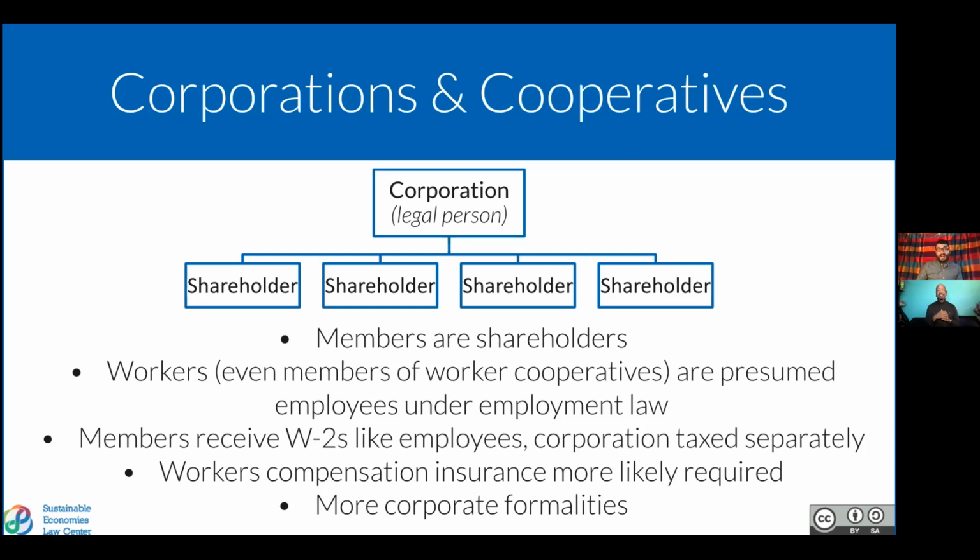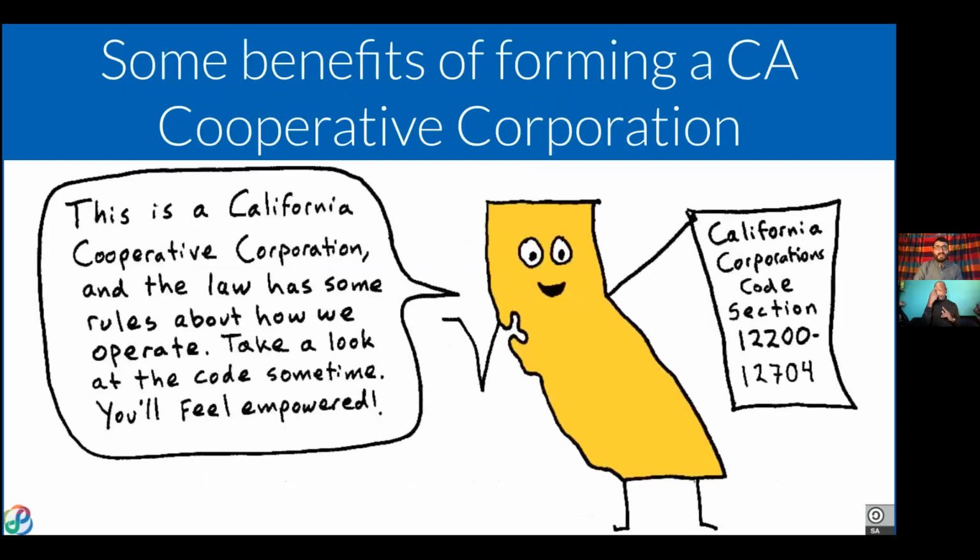Members of a corporation, if you want to form a cooperative corporation, members are shareholders, and workers' compensation insurance is more likely, and there's more corporate formalities. So those are some of the things to be thinking about when you're forming a corporation.